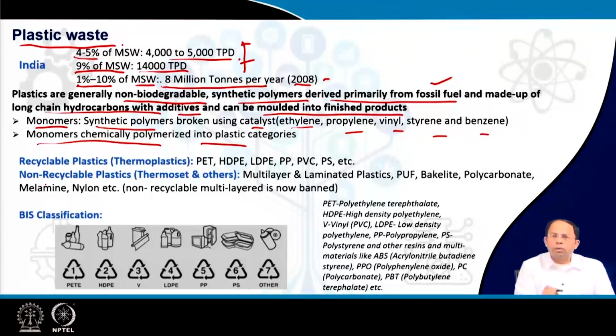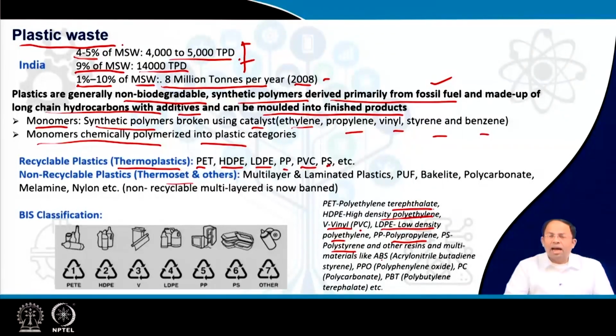Now, in general, there are two kinds of plastic: one is recyclable and the other is not. Thermoplastics are the ones which are recyclable, and the non-recyclable ones are the thermosets and some other plastics. Some of these you may have heard of, like PET, the plastic bottles in which we have water. PET is polyethylene terephthalate. We discussed this earlier in the case of Panaji, where PET bottles are recycled. Then HDPE, high density polyethylene, V is vinyl, which is PVC. Then LDPE is low density polyethylene, PP is polypropylene, PS is polystyrene, and so on.